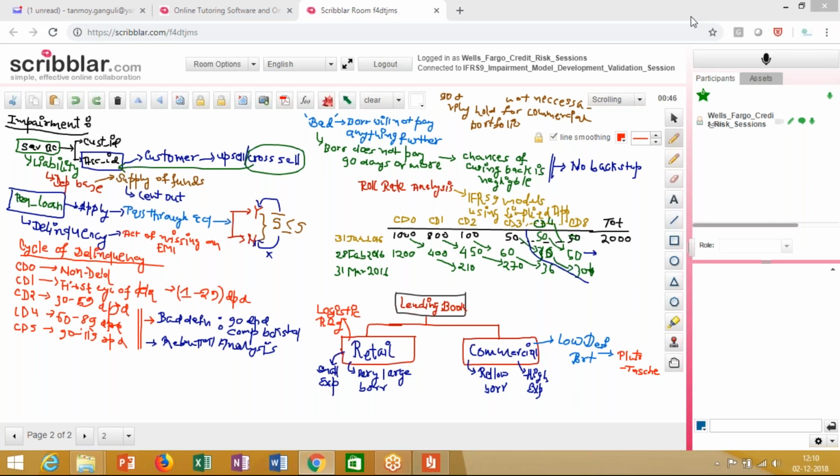Basel, as a set of accords, is trying to keep aside capital, right? So it keeps aside capital to absorb the unexpected losses. Therefore, it aims to evaluate the riskiness of the assets, right? So that's one side of the story.